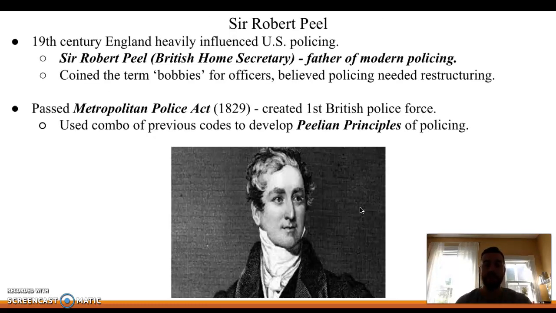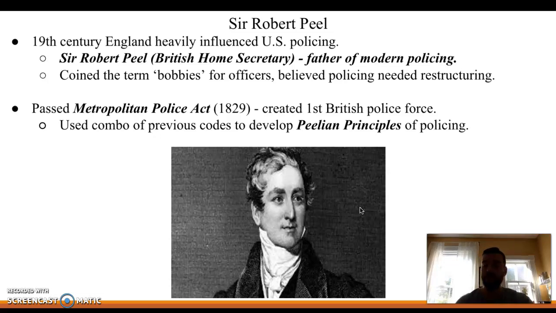Now, in terms of modern policing, the individual we care most about is Sir Robert Peel. And he's known as the father of modern policing because he set up these Peelian principles, which are going to largely still guide the idea of policing and what police should be and how police should operate. Now, Sir Robert Peel coined the term bobbies, if you ever read that in any of the readings. And this is what he referred to as officers.